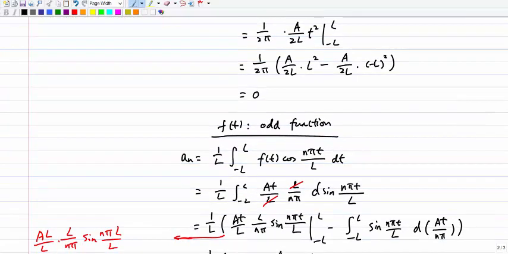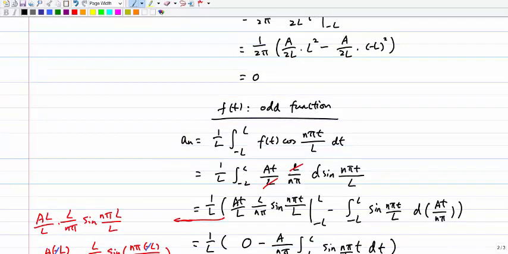The an is just 1 over L, integration from negative L to L of f(t) times cosine n pi t over L, dt. Okay, that's from the definition. Okay, this one we have to do some trick. We have to do some calculation over here. So the method used is called integration by parts. Which means I want to first keep the 1 over L over here, the integration from negative L to positive L.